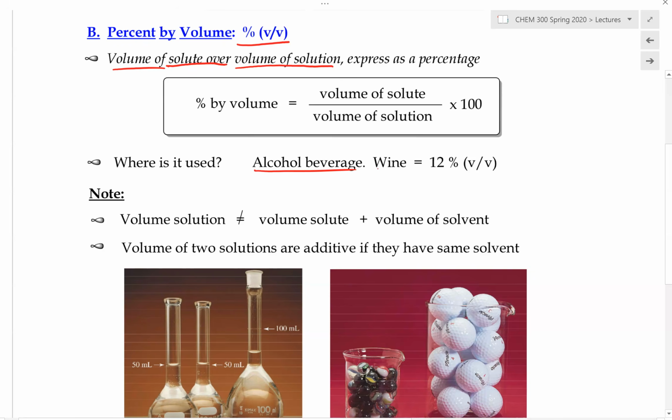And an example where this type of unit is used is alcoholic beverages. Most wine is basically 12% by volume. What this means is as follows. If we were to have 100 milliliters of wine, there would then be 12 milliliters of ethanol, or ethyl alcohol, present in that wine. So again, that's an example of where we see this type of unit being used.